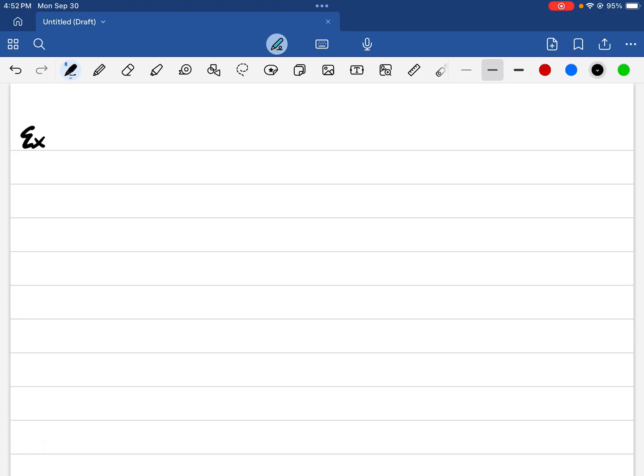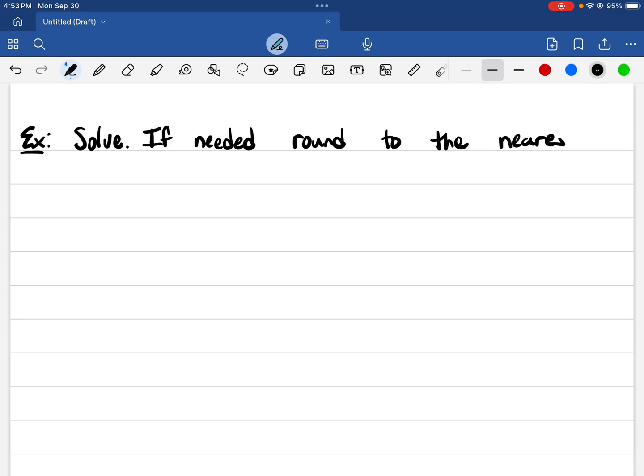All right, so let's just get into solving some more problems. So we're going to say solve, if needed, round to the nearest hundredth. So we're talking about rounding to the second decimal place. All right, so these are all going to be kind of mixed up. Some will be regular exponentials and regular logs. Some of them will be base e and natural logs as well.